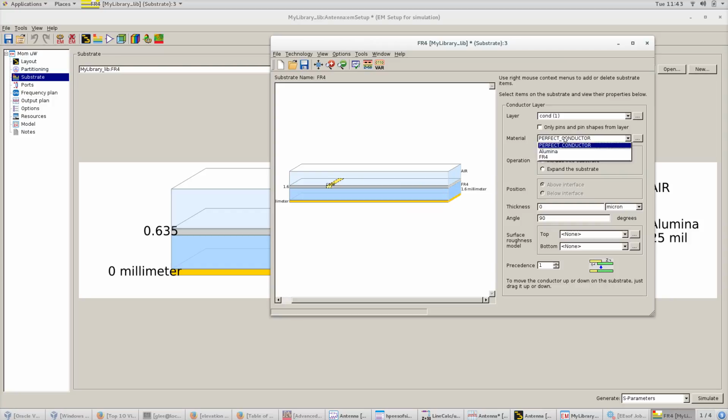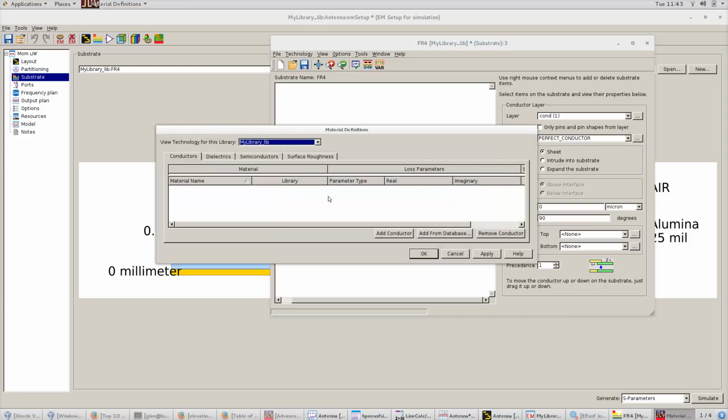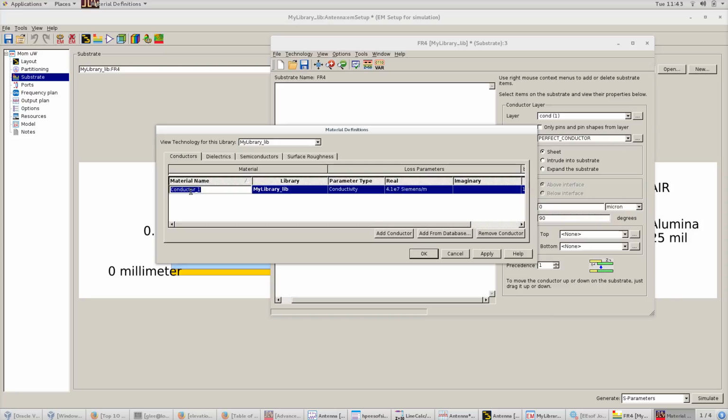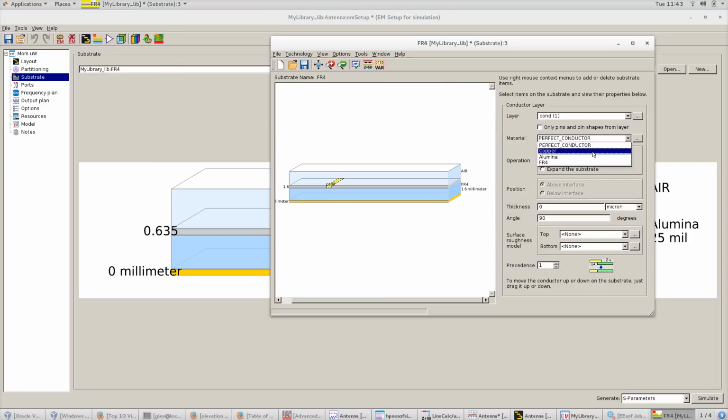Now I know it's set up to a perfect conductor. Again, all I have is Illumina and FR4. So I'm going to go ahead and create a new conductivity. So add a conductor, and I'm going to modify this and call it copper. And I'm just going to leave it at 4.1 e to the 7. I could switch it up to the e to the 8 that I did before. And actually I think I'll go ahead and do that just for consistency. Hit OK. And now I'm going to say this is copper.